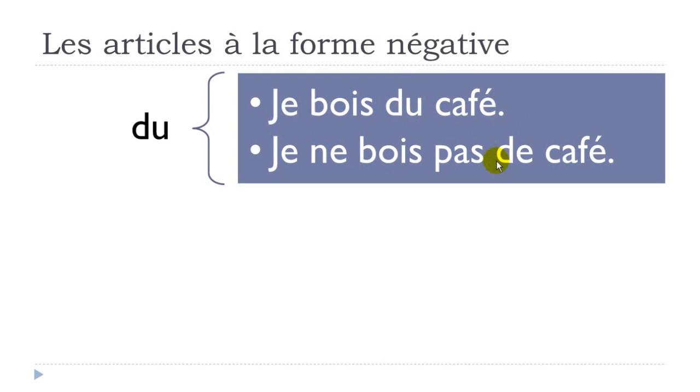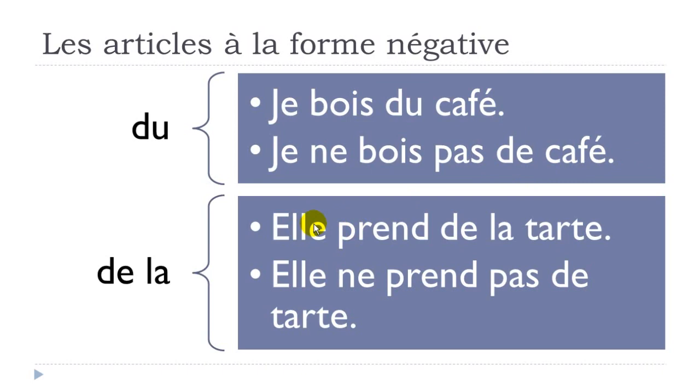So you can see that du is becoming de at the negative form, all right? Second example, de la, okay? So it's for the feminine form. Elle prend. Prendre is to take, de la tarte, tarte is pie, some, okay, would be this de la tarte. Negative form, elle ne prend pas de tarte. So you can see that this de la will become de at the negative form.